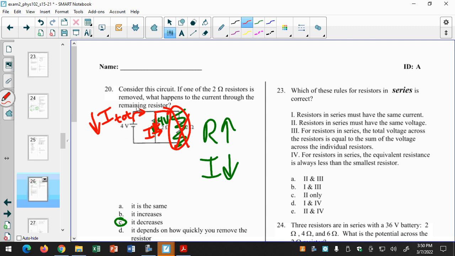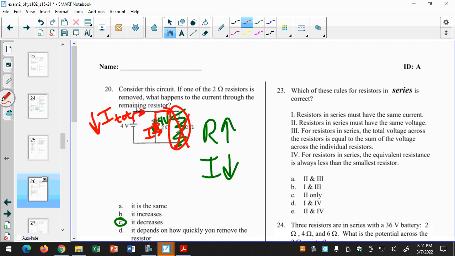4 volts divided by 2 ohms gives me 2 amps of current. So if I take away this resistor, this current will stay the same, but this current will go down. Or if I add resistors, this current will stay the same, but this current will do what? It'll go up, right? Because as I add resistors in parallel, the total current goes up. I total equals I1 plus I2 plus I3 plus I4. That was one of our rules for resistors in parallel.